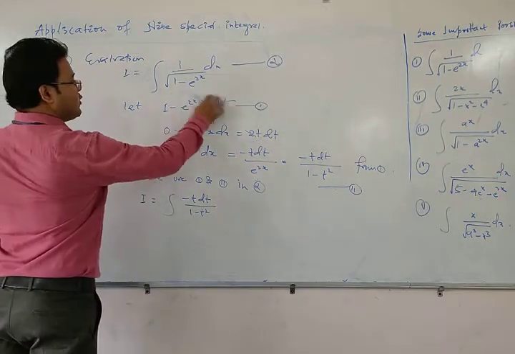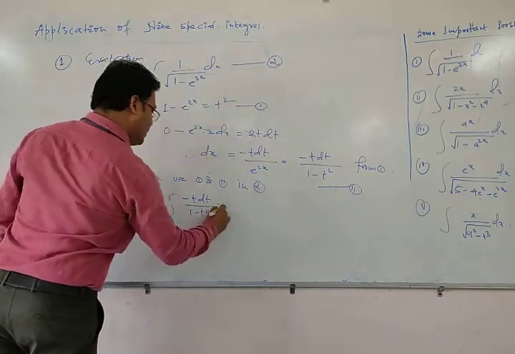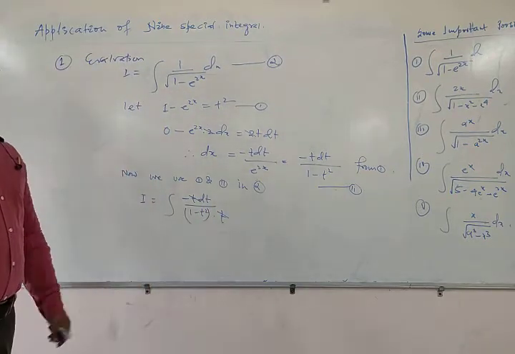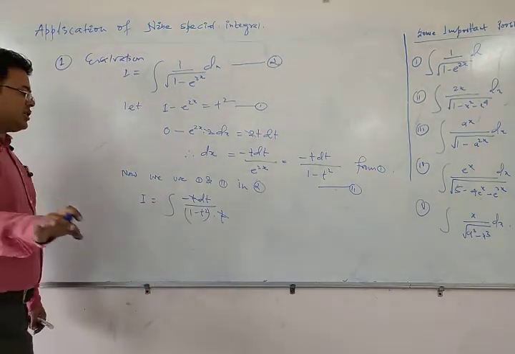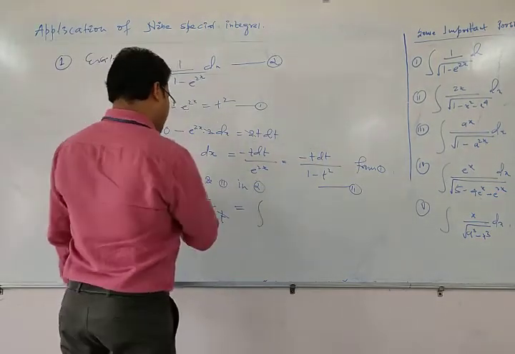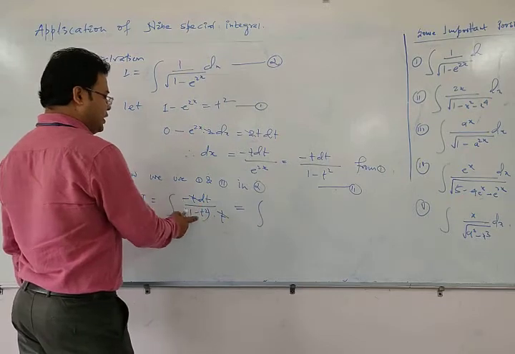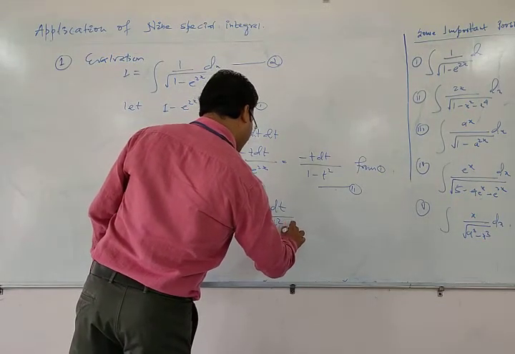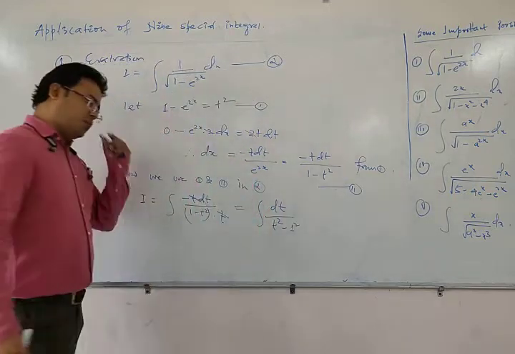In place of this you can write t square. On simplifying this you will get simply t. Both t and t are common in numerator and denominator, so we can cancel out this term. After cancelling, the remaining terms, with the negative sign moved to the denominator, give dt upon t square minus 1. In place of 1 we can write 1 square.